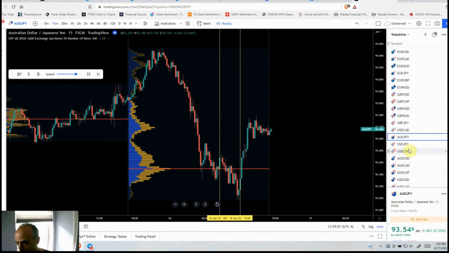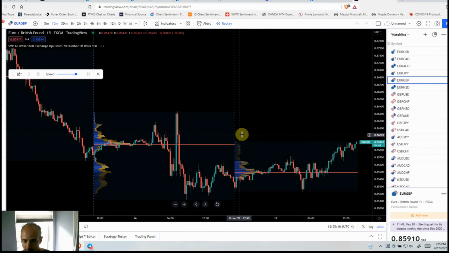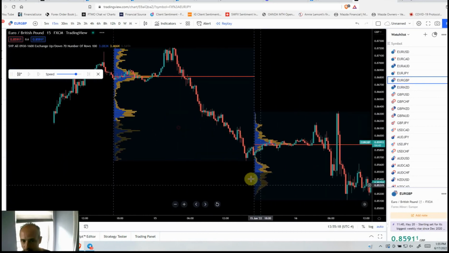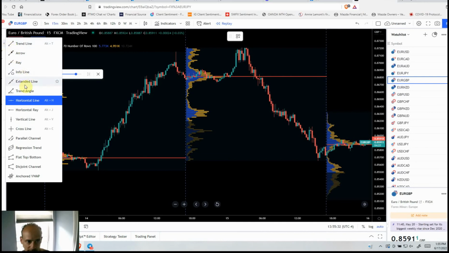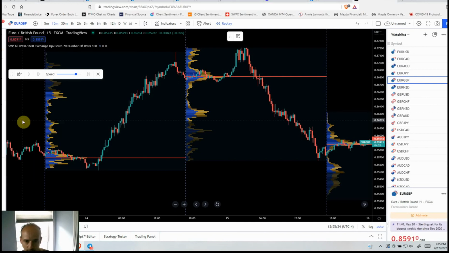All right, so let's just grab another pair here. Let's take something a little bit more heavily traded. Let's take Euro Pound. And let's look at this one maybe. I'm just picking these randomly, guys. Most of these, other than that Aussie Yen, because I wanted you to see the big POC shift, I'm just picking randomly.